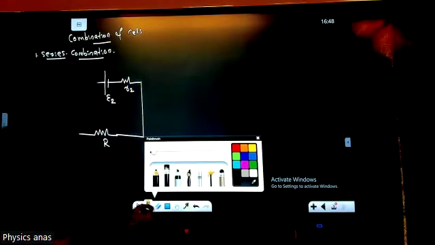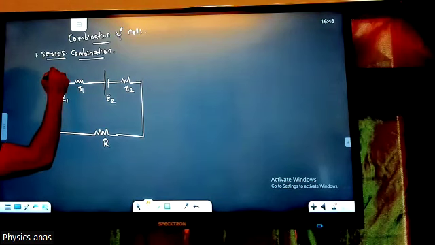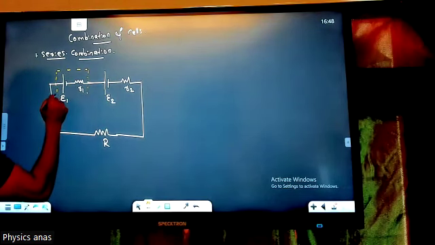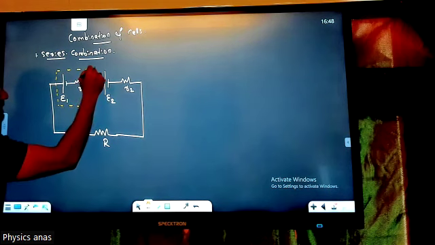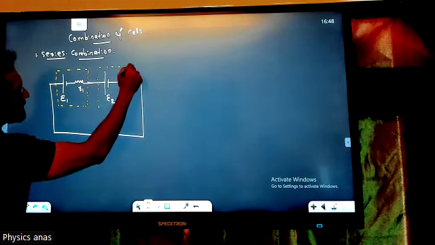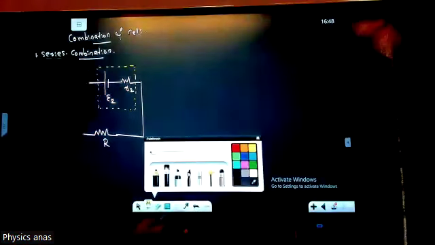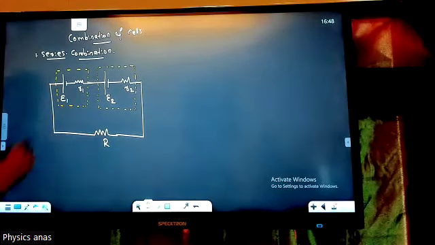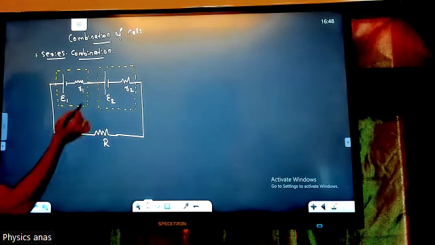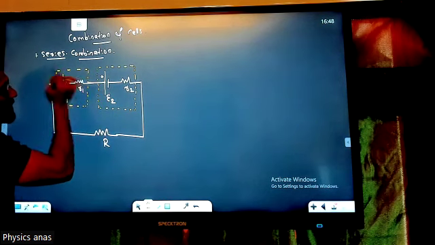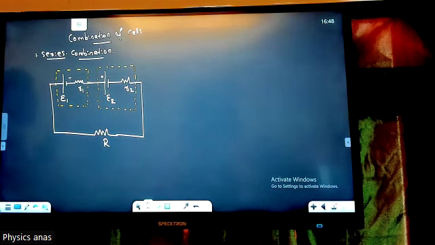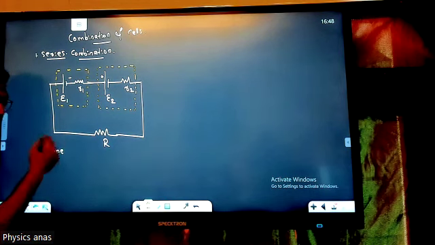Now, this is one cell, and this is our second cell. So we have two cells and we have connected them in series. There is one cell after the other. The positive of one cell is connected to the negative of the next cell. That is series connection.